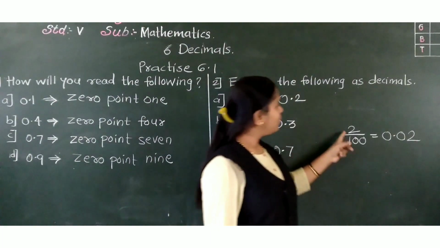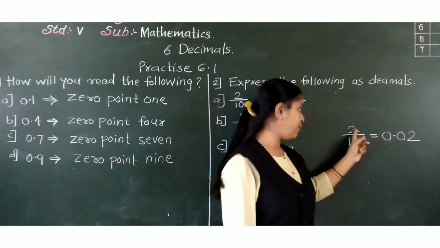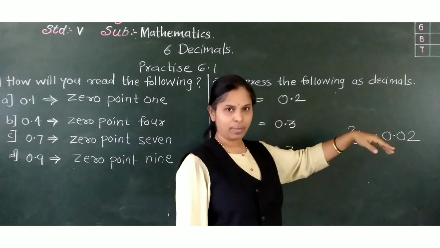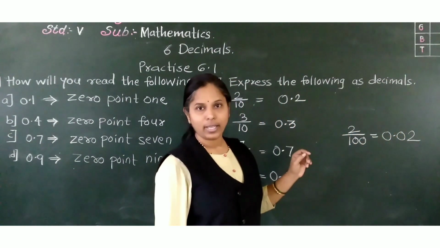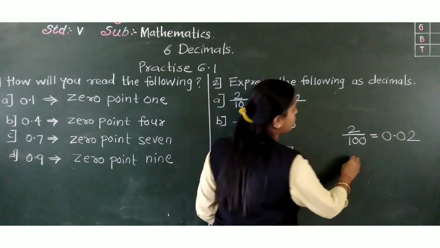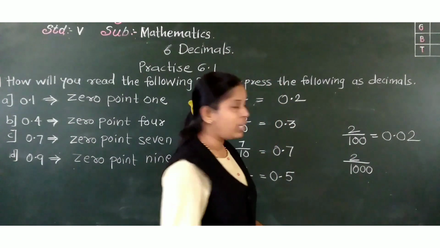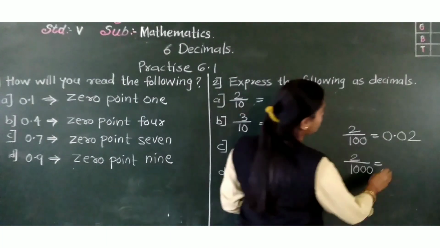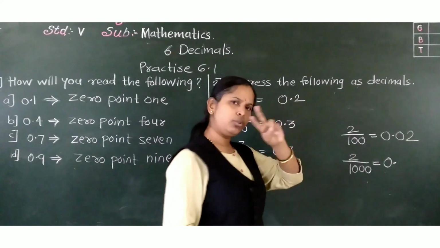Now see, 2 zeros, 2 digits, and where to write the 0? Before that number, not after. Keep in mind. So how to read? 0.02. Follow? It depends on the number of 0s at the denominator. Suppose at the denominator 1000 is there. Then how can you write that? Now how many digits must be there? 3. Correct? So 0. What will come? Before the 2, zeros will be there.